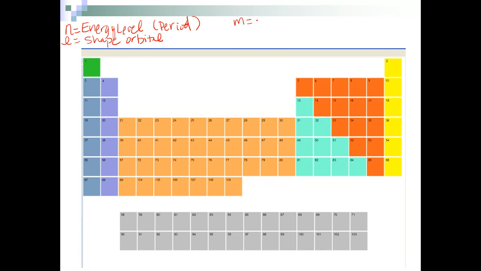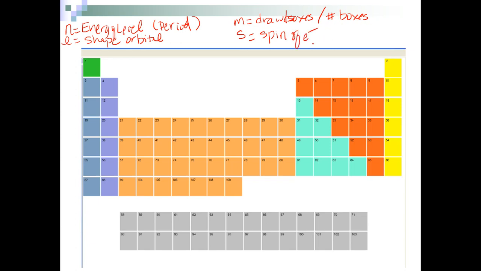M is the next quantum number. It tells you the orientations. It's where you draw the boxes. Then you're going to number the boxes. And then S, you're going to determine the spin of the electron.